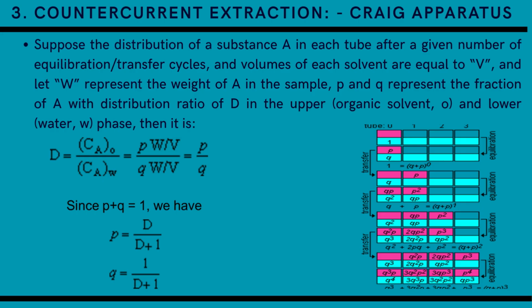Then it is, D is equal to concentration of solute A in organic solvent by concentration of solute A in aqueous phase. Similarly, there will be the ratio of fraction of solute in organic and aqueous phase, P by Q, since P plus Q is equal to 1. Then P is equal to D by D plus 1, and similarly Q is equal to 1 by D plus 1. And side pink and colored boxes show the fraction of P and Q distributed after several number of cycles.